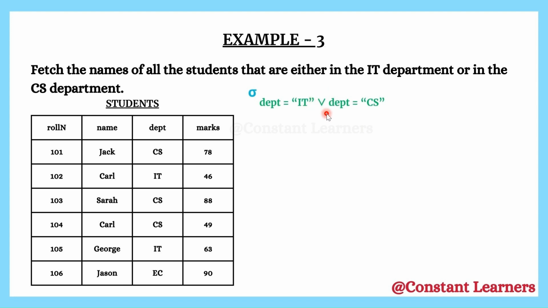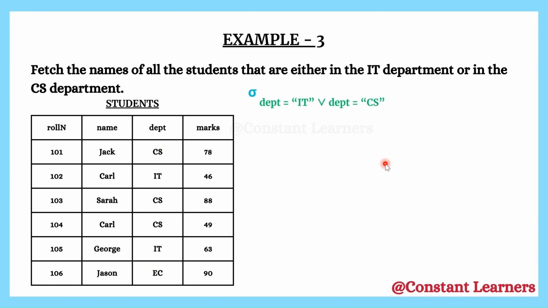All right. So if department is IT, it will be present in the output. If department is CS, it will be present in the output. That means any one of the conditions has to be true. It's not necessary that both conditions have to be true, right? Now here, Jack CS, that means this will be in the output table. Carl is in IT. This will also be in the output table. Sarah CS will also be in the table. Carl CS, George IT. All of these students will be present in the output table.